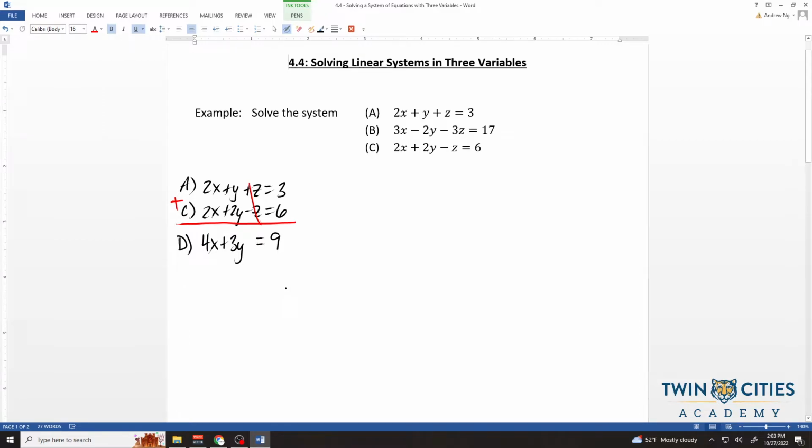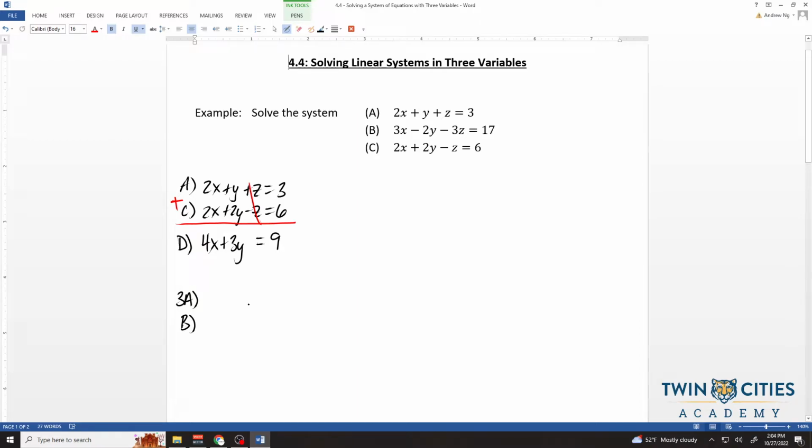Then I'm going to do the exact same thing again. I'm going to eliminate z, but it's going to be for a different combination of equations. I've already done A and C together, so let's do A and B together now. If I did A and B, eliminating z, I would need to match this 3. So I'm going to multiply A by 3 in order to make this 3z. So that'll be 3A here, and then B.